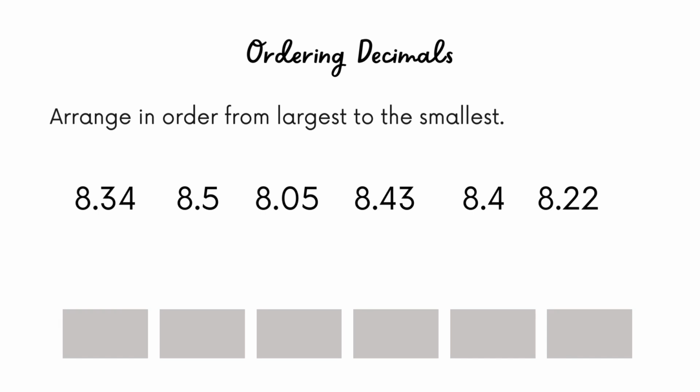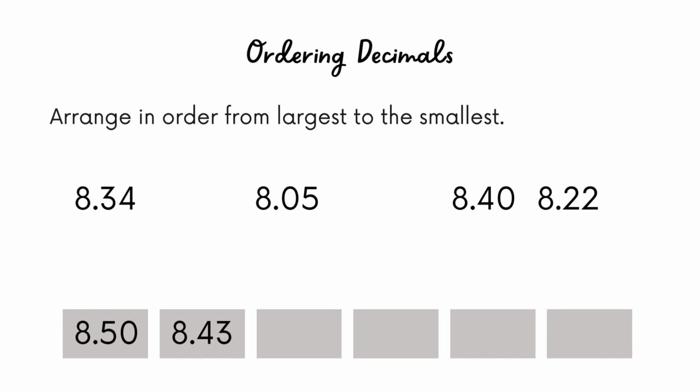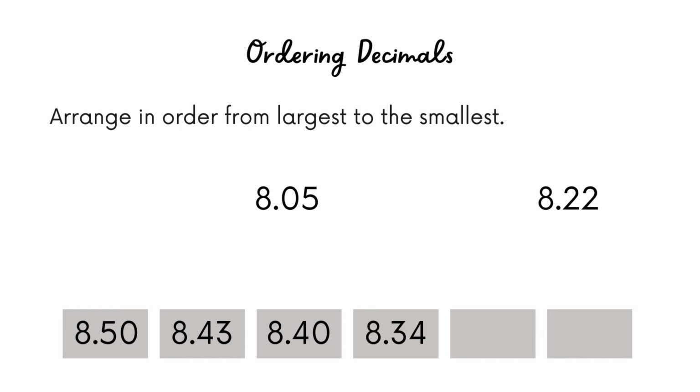So if we make them of equal length, we have the 8.5 written as 8.50, and then the 8.4 will be written as 8.40. So we'll be able to look at it and order it easily. The largest in this case will be 8.50, and the next will be 8.43, followed by 8.40, and then we have 8.34, 8.22, and 8.05.